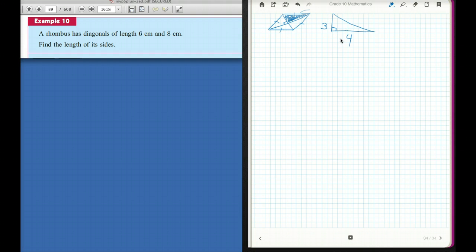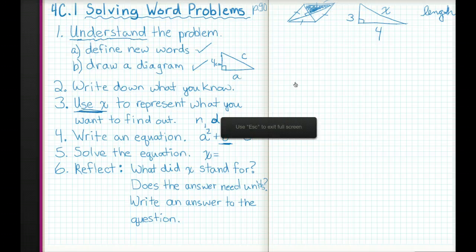Here I have a triangle, and I also need to look at what I'm looking for. So I'm going to look for the length of the sides. Well, here is one of my sides, so let's call that x. Is that going to be the same as all the other sides? And yes, because it's a rhombus, all the sides are equal. So I can call that x. And I'm looking for the lengths. I'm just going to write that here because I'd like to open up the other side of the page and go back to our points.